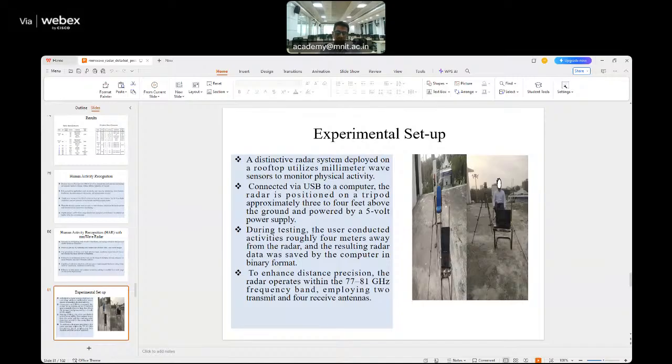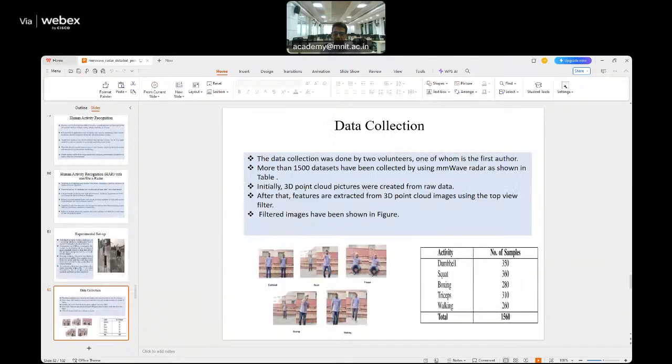To enhance distance precision, the radar operates within the 77 to 81 gigahertz frequency band, employing 2 transmit and 4 receive antennas. That's why we say it is not only transmitting, but the receiving antennas are there to give much more sensitivity to the shape as well as the speed. So that's how you are able to understand the significance of this architecture.